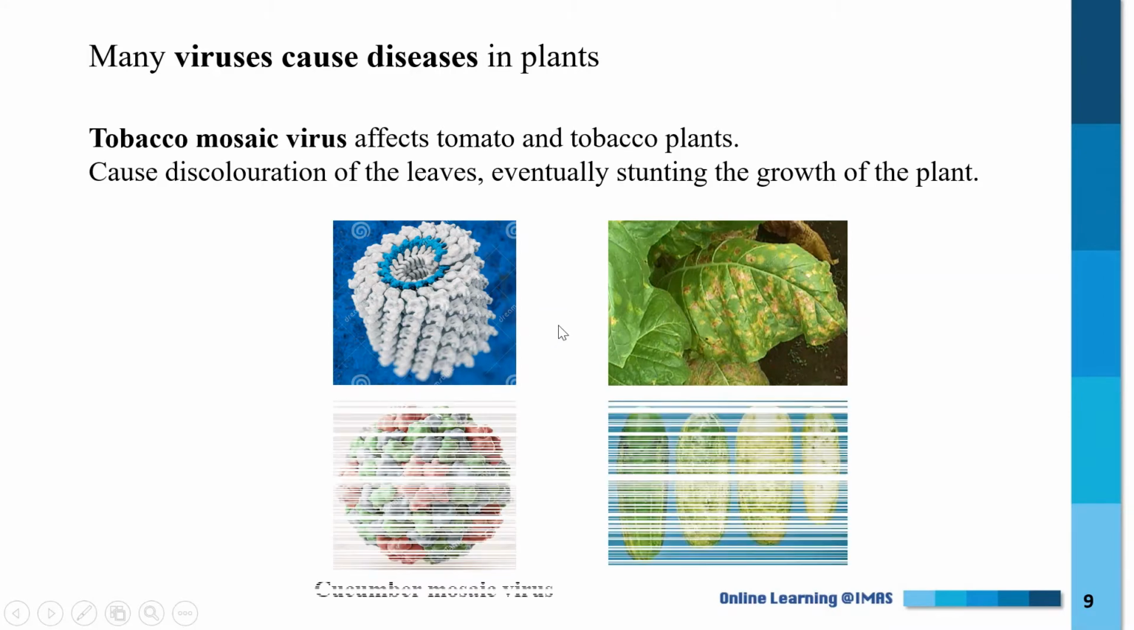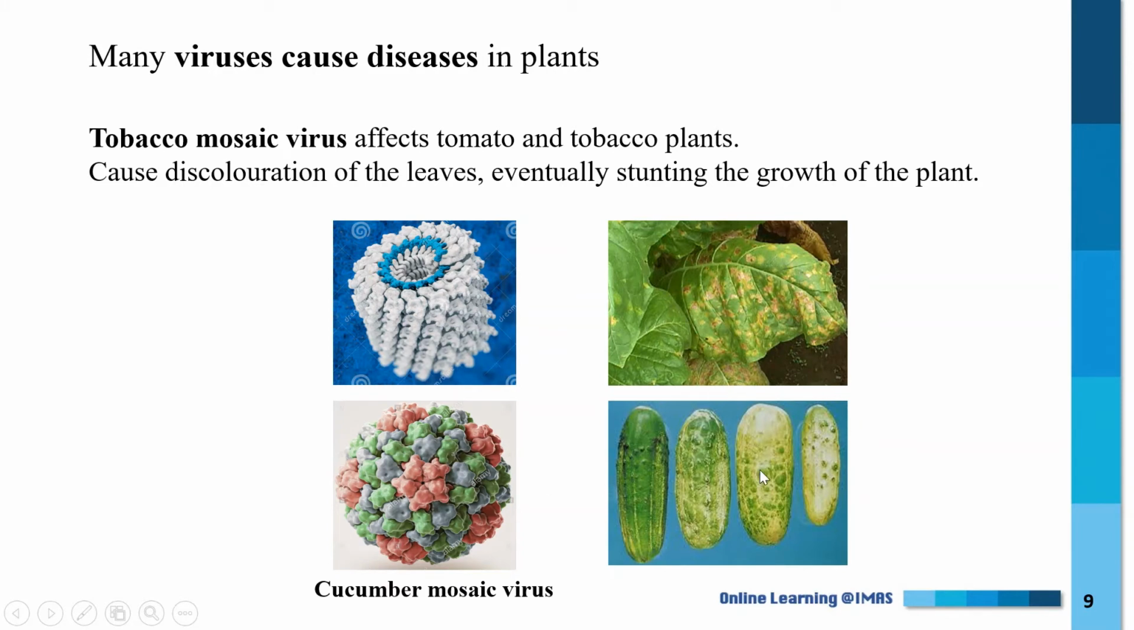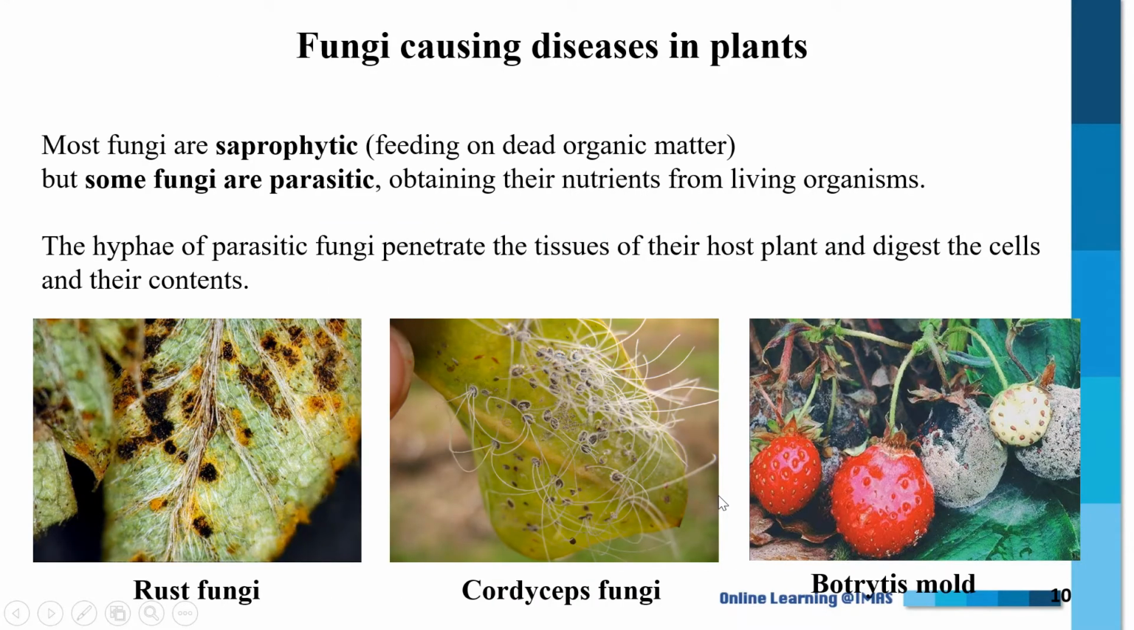You have many viruses actually which affect plants. I like this one also. I chose this one, cucumber mosaic virus. If you see a cucumber in this shape, it means it is infected with a virus. You have also fungi which cause diseases in plants and in humans.